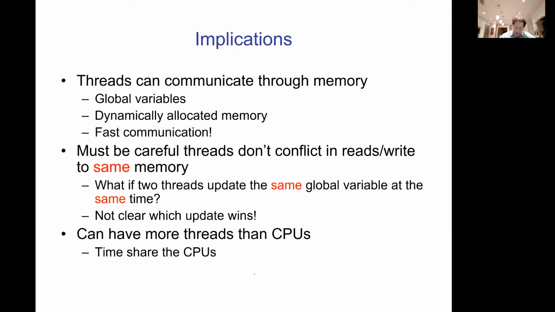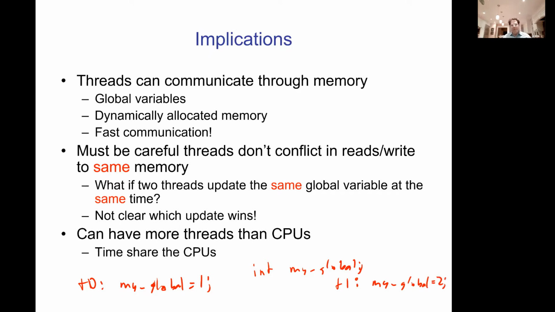So if I have a global variable, int my_global, and I have a certain thread, so thread 0 basically says my_global equals 1, and thread 1 says my_global equals 2. These conflict. They're both trying to write to the same memory address, the same exact variable. So one of these threads is going to overwrite the change that the first thread made. You don't know which one, and it can be confusing.